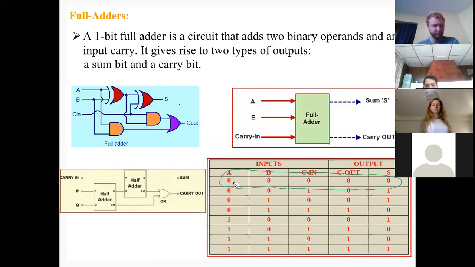So when A is 0, this guy is 0. B is 0, this guy is 0. Obviously, you don't have a carry in, right? Because nothing is coming in as carry. This is the first time we are doing this, right? There is no carry, so carry is 0 too.